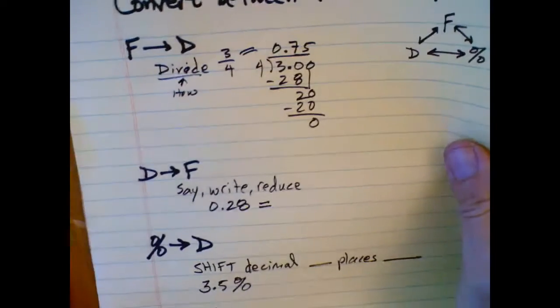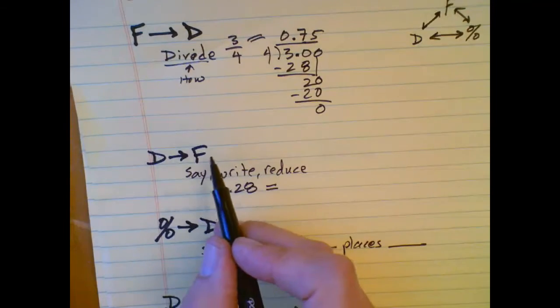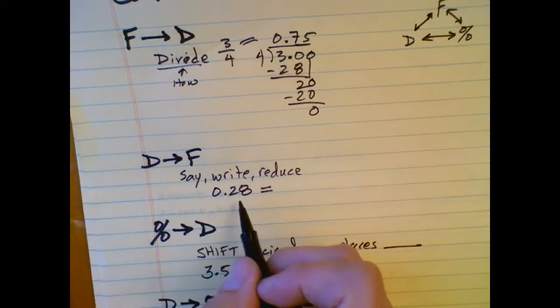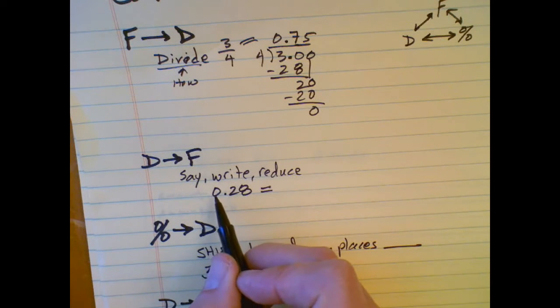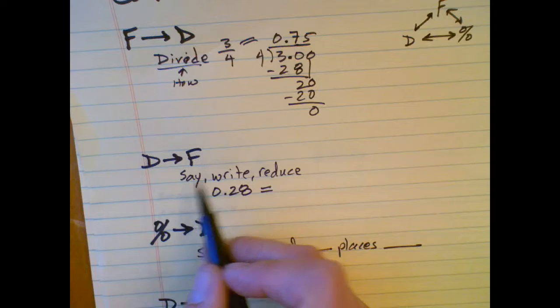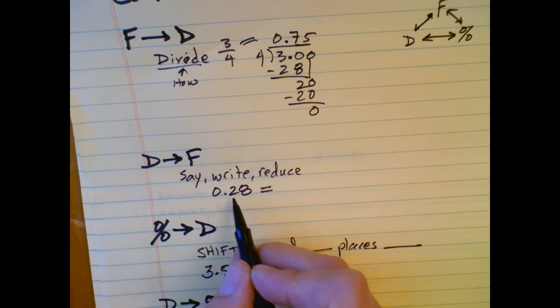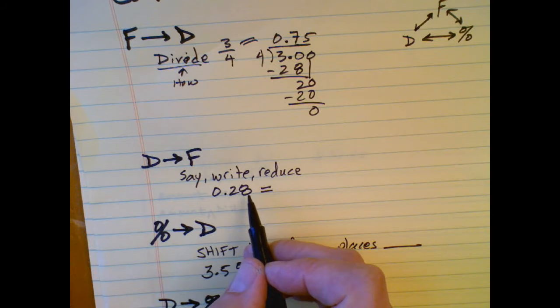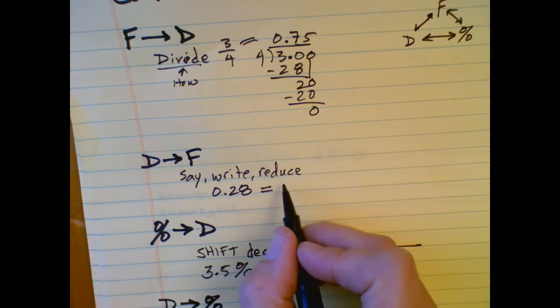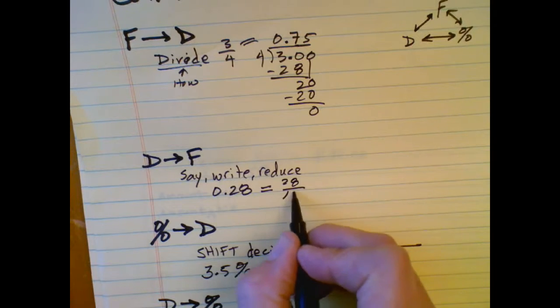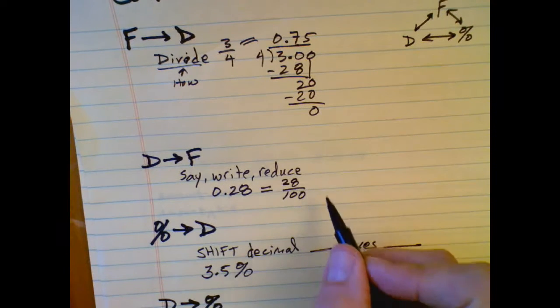If I want to go between a decimal and a fraction, say I'm given this decimal here, if I can say it accurately, write what I say, then reduce. So how would I say this? 0 and 28/100ths. Well, how would I write 28/100ths? I'd write 28/100ths. And then I ask the question, can I reduce this?